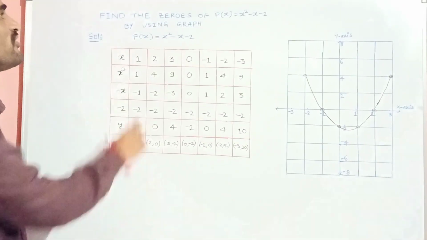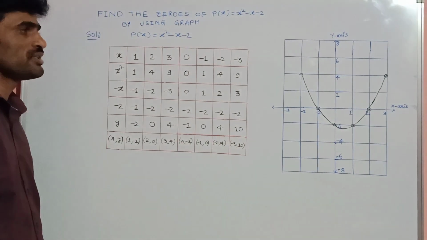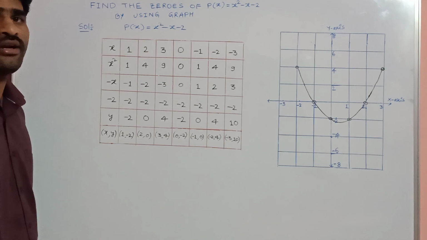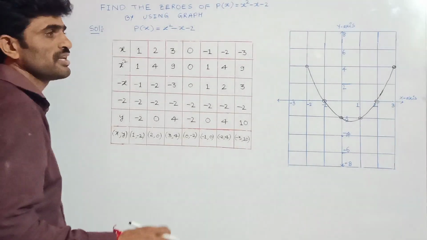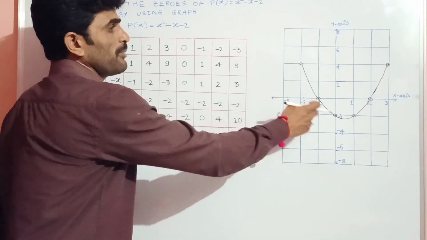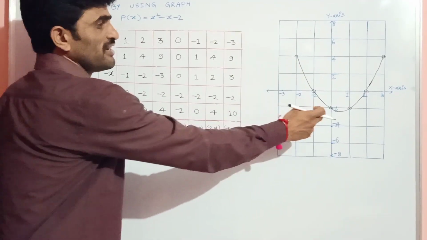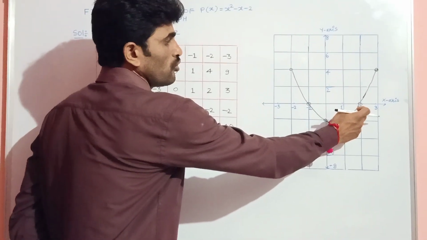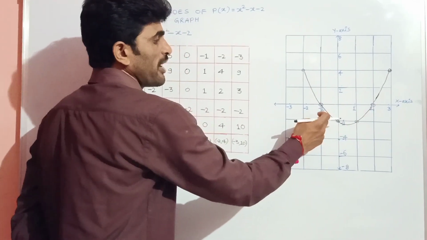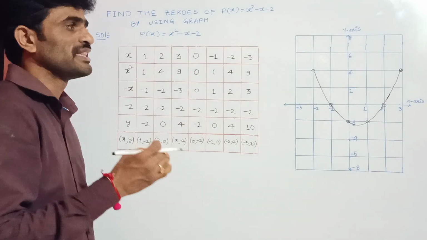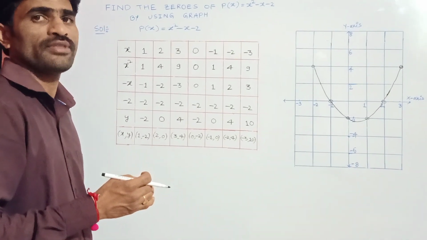Now what is the question? Find the zeros by using the graph. We have drawn the graph. By using the graph we need to find the zeros. To find the zeros, just observe where that parabola is intersecting the x-axis. If you see, the parabola is intersecting the x-axis at 2 comma 0 and minus 1 comma 0. So where the parabola intersects the x-axis, that point of intersection will be the zero of the polynomial.